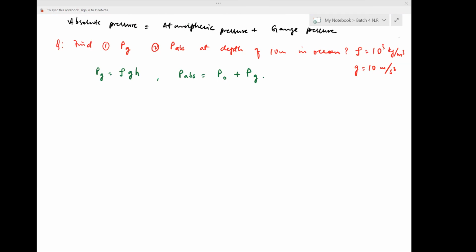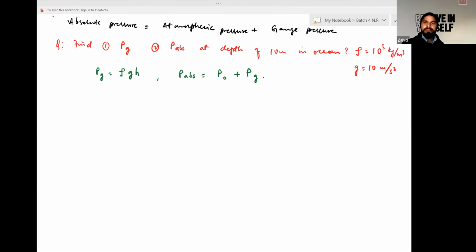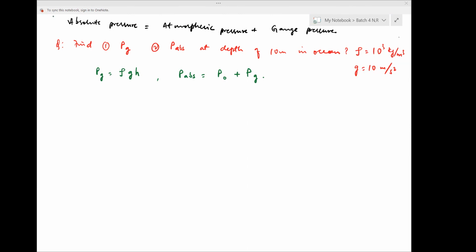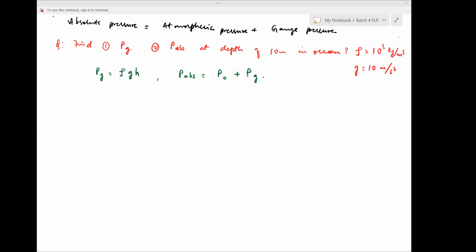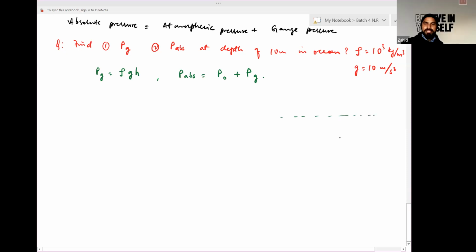So if the depth is 10, should we write minus 10, because it is under? No, you have to take it as positive. It is a vertical column. This is the horizontal level, or sea level, or level of water, and you have to calculate the net pressure at some depth.